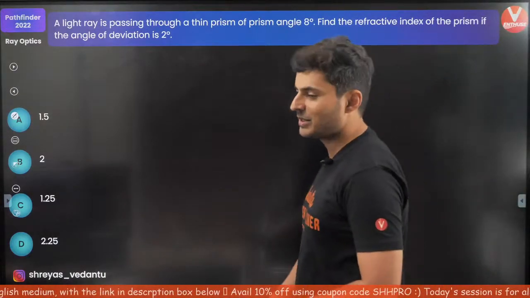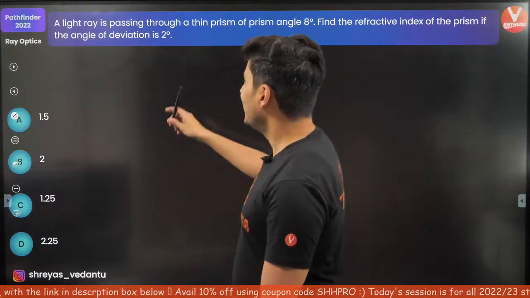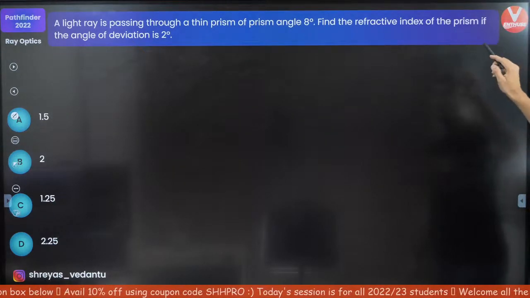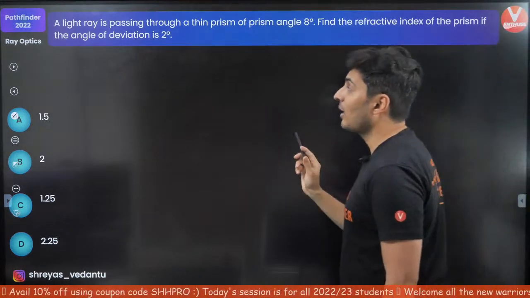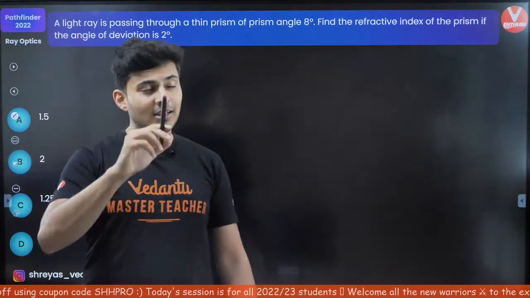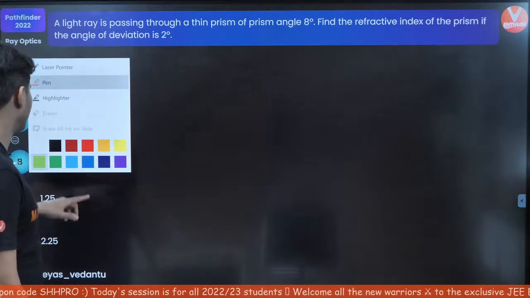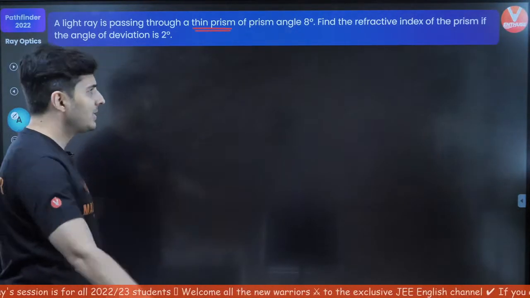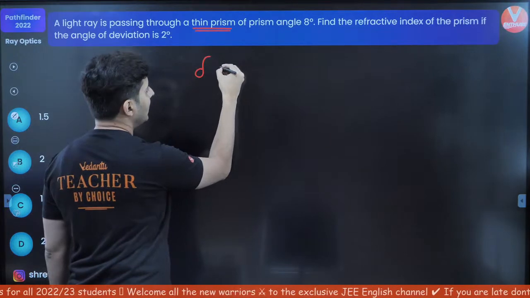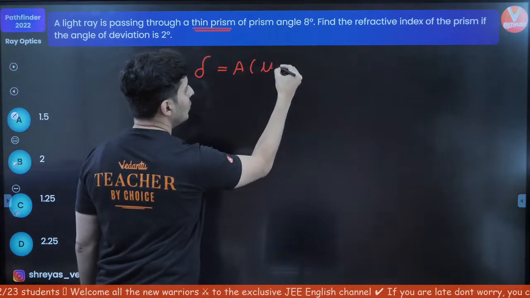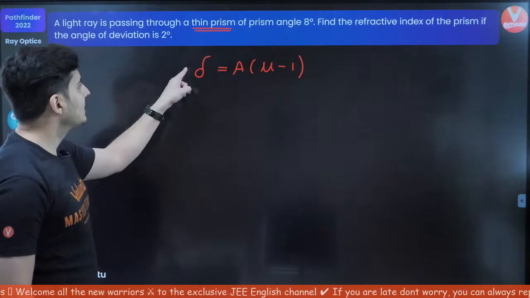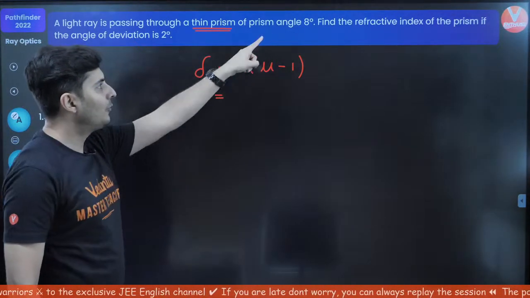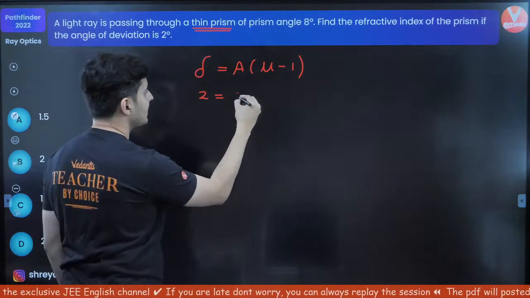So let's solve a question based on this. A light ray is passing through a thin prism of angle of prism 8 degrees. Find the refractive index of the prism if the angle of deviation is 2 degrees. The keyword is it's a thin prism. And the moment the prism is thin, we know delta is nothing but A into (mu minus 1). Is the deviation given? Yes, the deviation is 2 degrees. Is the angle of prism mentioned? Yes, it is mentioned as 8 degrees.